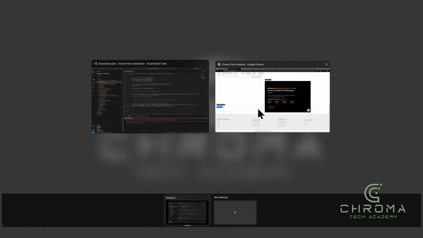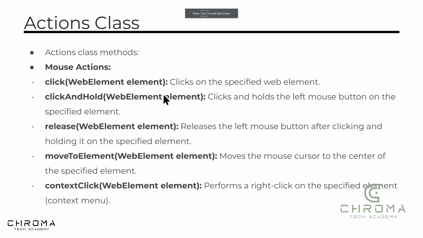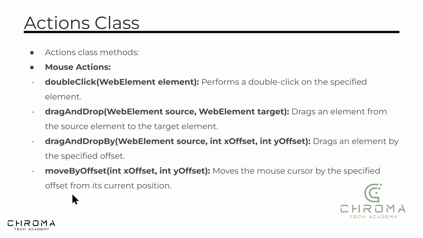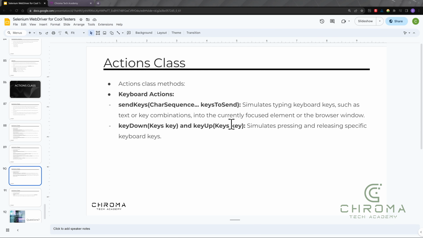Okay, let's go ahead and recap everything we just talked about with the Actions class. Again, the Actions class is used to perform mouse and keyboard operations. You can click and hold, you can release, you can move to element, which is a popular method we can use. You can context click, which would right click, you can double click, you can drag and drop. Then you have the keyboard actions. For example, you can give it a shot using keyDown and keyUp, and so on. Okay, so go ahead and write this code out, and I'll see you guys in the next video.